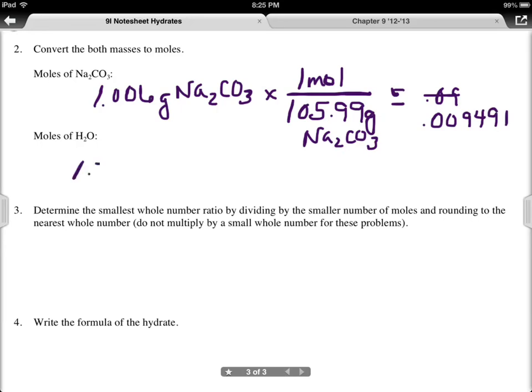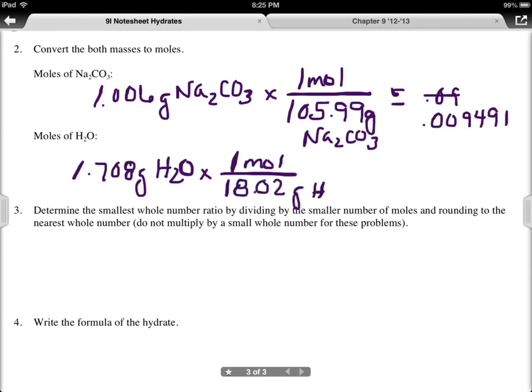Do the same thing with the water. I've got 1.708 grams of water. I'm going to multiply that by 1 mole over the molar mass of water, which is 18.02 grams of water. When I calculate that out, I get 0.09478 moles of water. The next thing we're going to do is determine the smallest whole number ratio by dividing by the smaller number of moles and rounding to the nearest whole number.